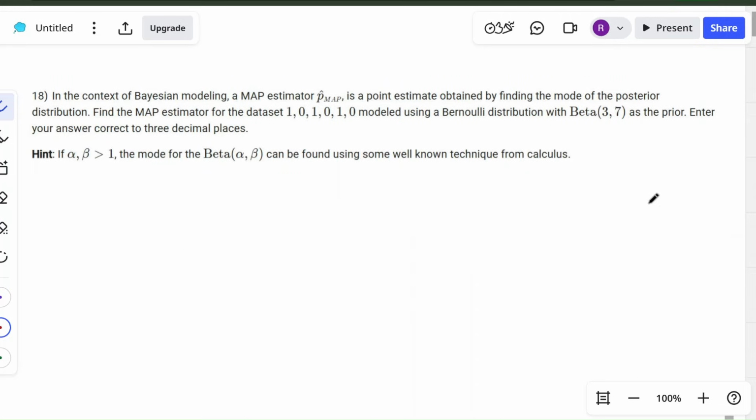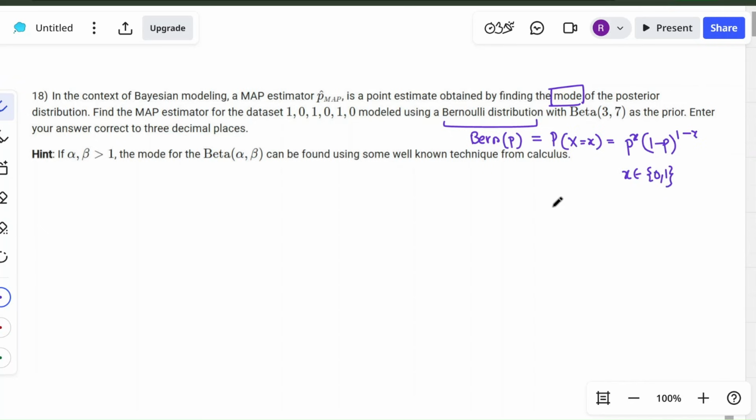Alright, so here we have a question which says, in the context of Bayesian modeling, a MAP estimator is a point estimate obtained by finding the mode of the posterior distribution. Find the MAP estimator for the dataset 101010 modeled using Bernoulli distribution. So what does Bernoulli p say? Probability x equal to little x is p to the power x, 1 minus p to the power 1 minus x. Again, x can be either 0 or 1.